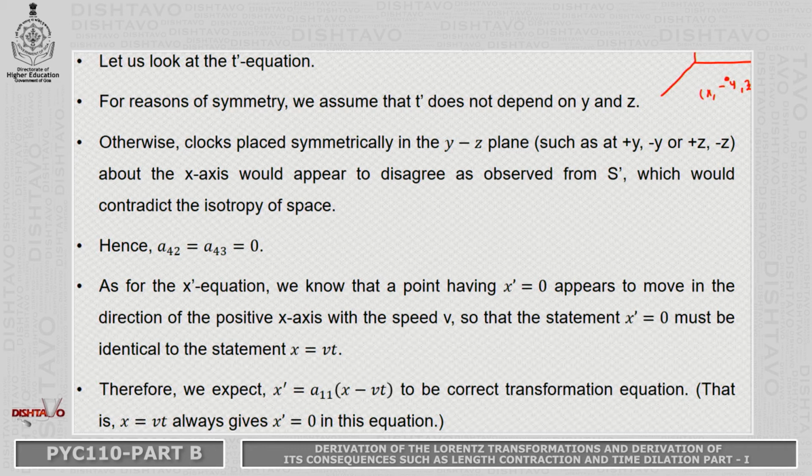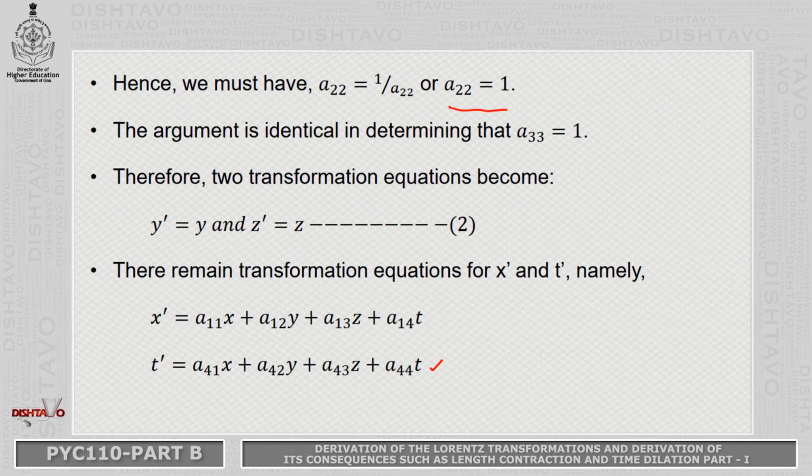Similarly, if I place clocks at x, y, z and x, y, minus z, these two clocks should also measure the same time for the same event. Otherwise, the isotropy principle will be violated. Hence, in the time equation, it is independent of y and z, so we are fixing a42 to be equal to 0 and a43 to be equal to 0.